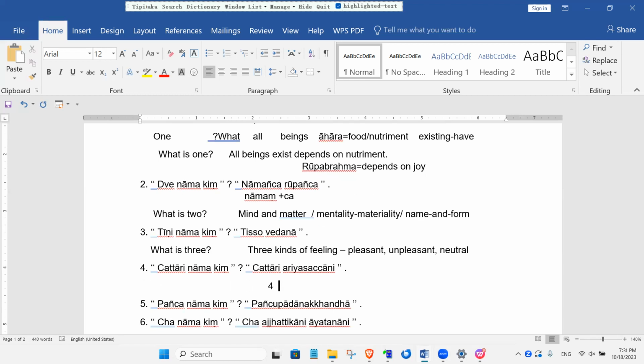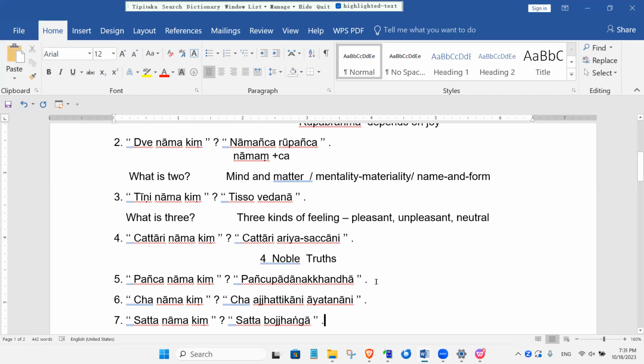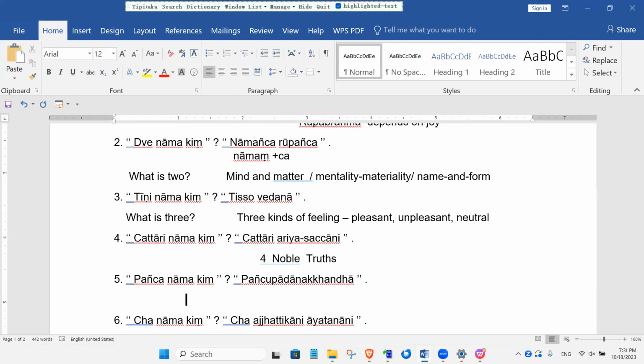Four noble truths. Ariya is noble. Ariya sacca, noble truths, right? All these are neuter, with the niggahita here. Now, what is 5? Five aggregates. Pancha upadanakkhandha. So five aggregates of clinging.